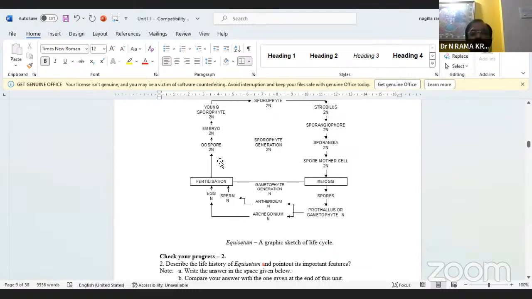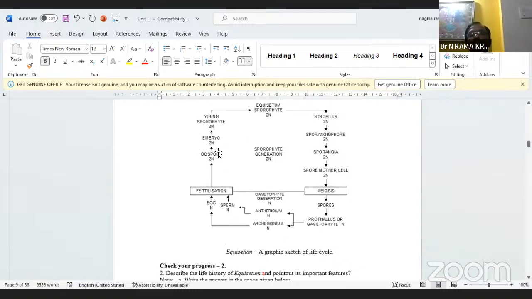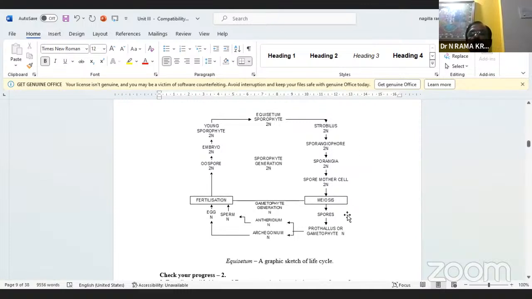After fertilization, the oospore is formed. This oospore is modified into an embryo. This embryo grows into the new sporophytic plant body. So this is the life history, the life cycle, of the Equisetum plant.